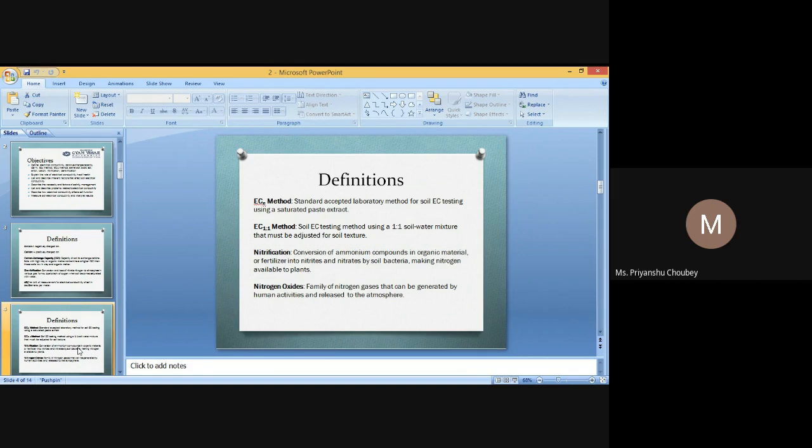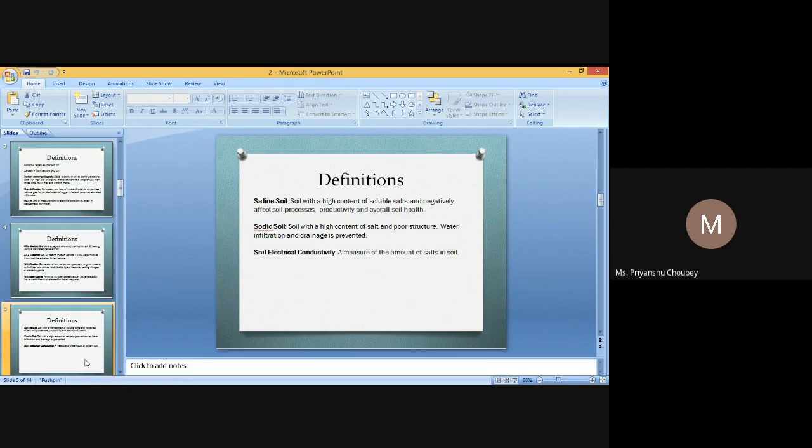Nitrification is the conversion of ammonium compounds in organic material or fertilizer into nitrites and nitrates by soil bacteria, making nitrogen available to plants. Nitrogen oxides are a family of nitrogen gases that can be generated by human activity and released to the atmosphere. Next is saline soil. What is a saline soil? Saline soil has a higher content of soluble salts that negatively affect soil productivity and overall soil health. Sodic soil has a high content of sodium salts and poor structure, so water infiltration and drainage are prevented.